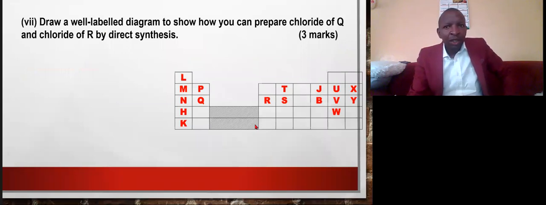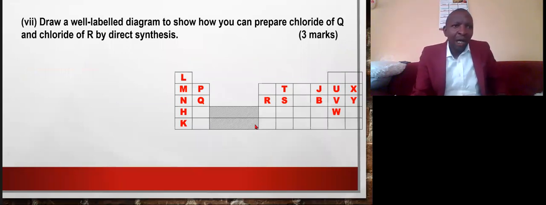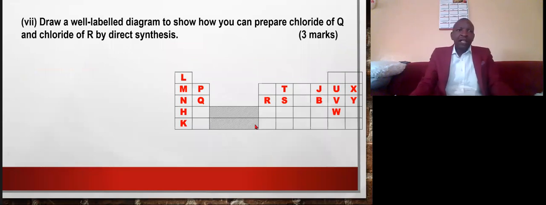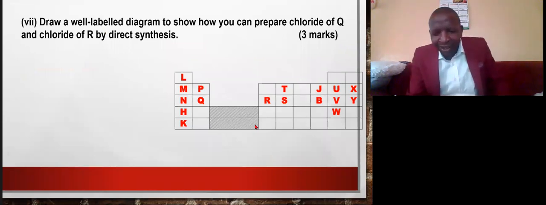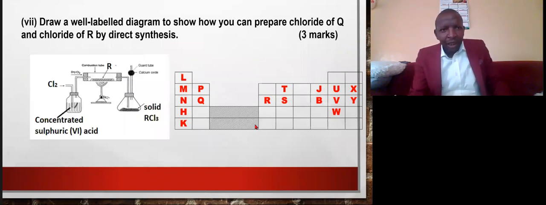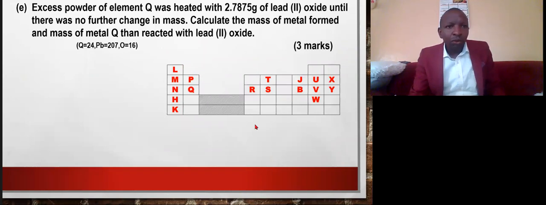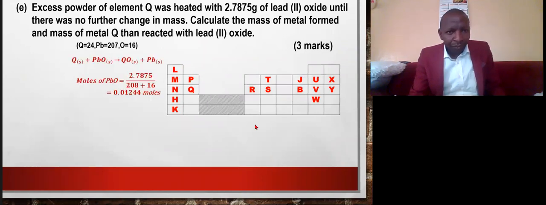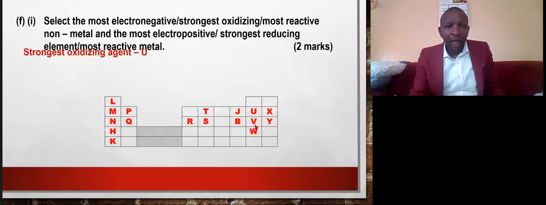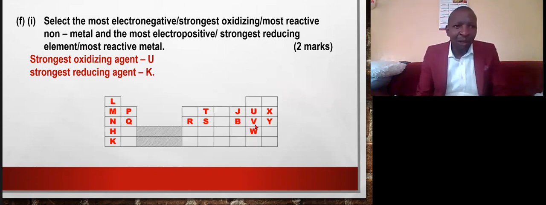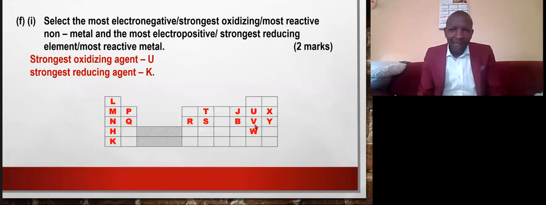Now, draw a well-labeled diagram to show how the chloride of R and chloride of Q can also be prepared by direct synthesis. We also prepared this one. I think that is where we stopped. I think this was the last thing that we were talking about, the strongest oxidizing agent. And that is where, again, I'm starting from.